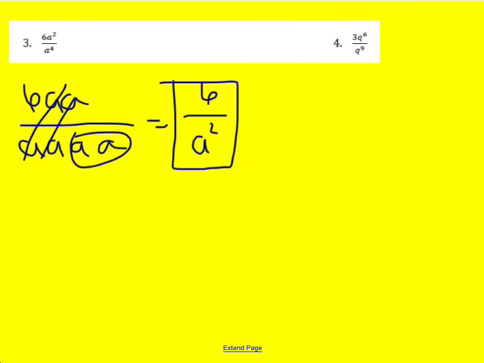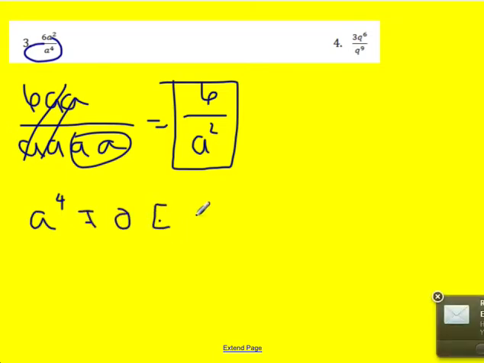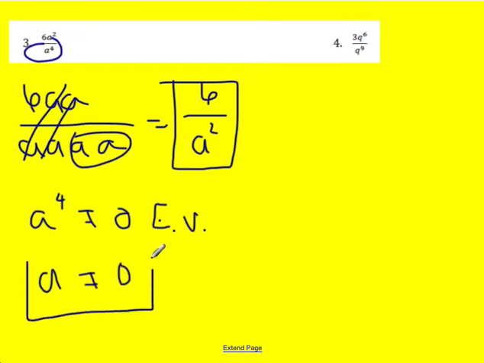Okay, so next what we need to do is find our excluded value. So I'm going to take a look at my original. So for my original, I get that a to the 4th cannot be equal to 0. And again, I'm talking about my excluded value. Now remember that the only way that a times a times a times a cannot be equal to 0 is if a is not equal to 0. Okay, so that's our excluded value for this one, and you need to do both parts on every single problem.